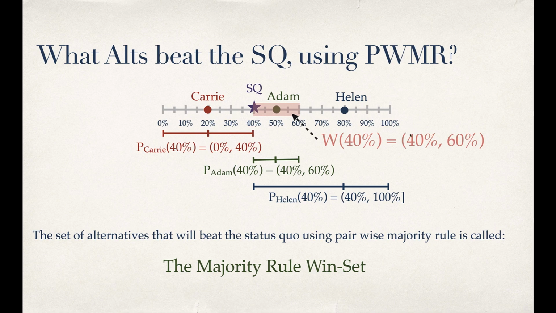So from 40.000001, that would beat 40, all the way up to 59.9999999 repeating, that would also beat 40. All the alternatives in between would beat 40. So that is the majority rule win set, all right?